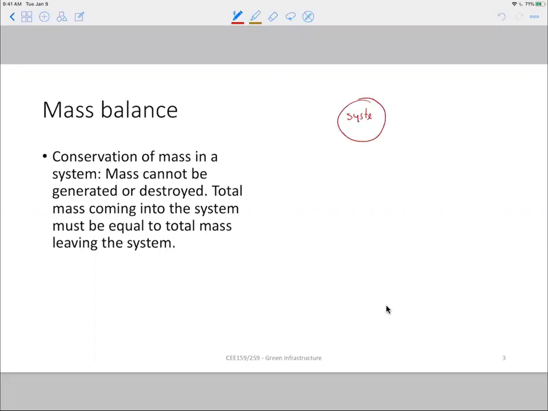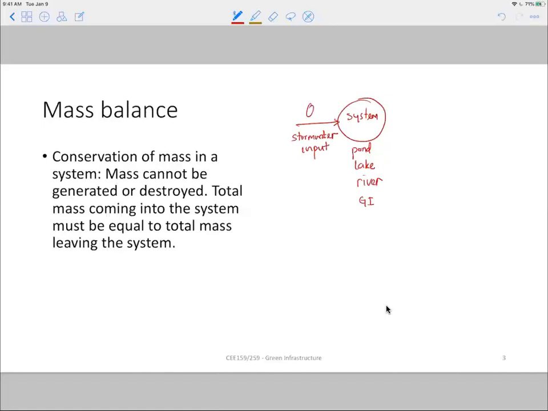That system could be a pond, it could be a lake, or a portion of a river, or it could be a green infrastructure. So we want to know how much pollutant is delivered into the system by stormwater. That means there will be an input coming in. So let's say this is the stormwater input.